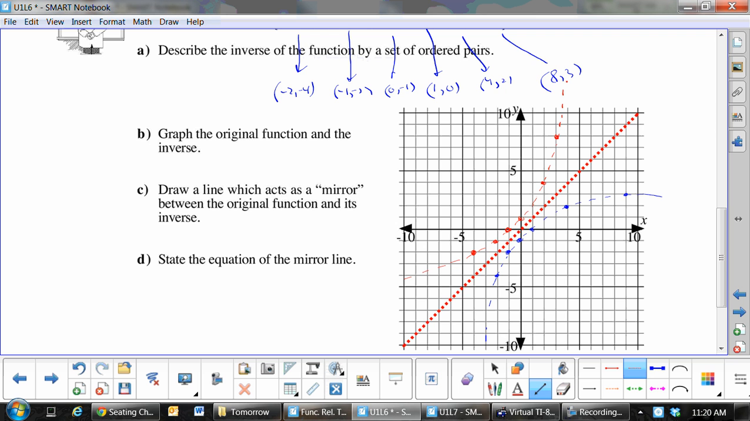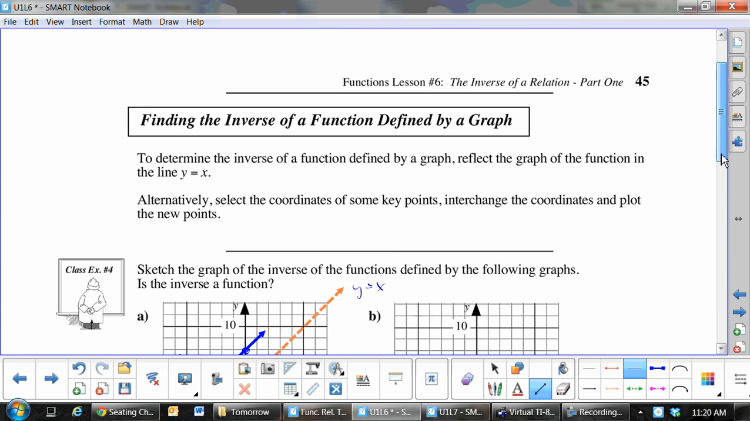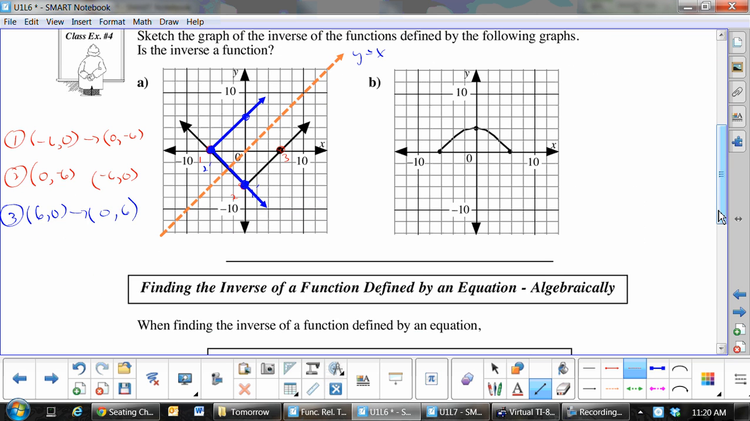Okay, so let's do this one here. Again, let's reflect just the points. So this one here, that is negative 6, 0 again. That would become 0, negative 6. We'll do that in blue.